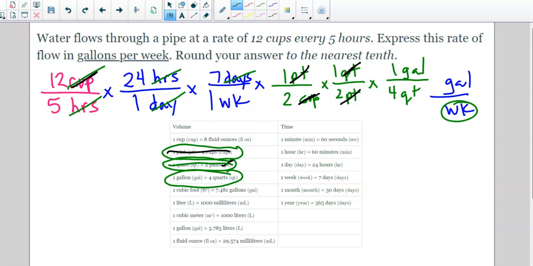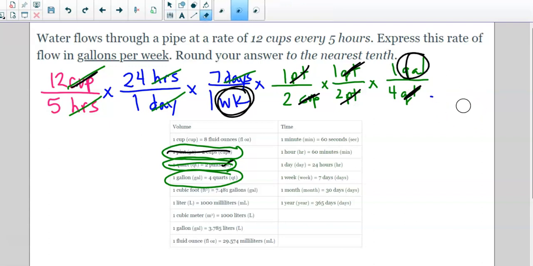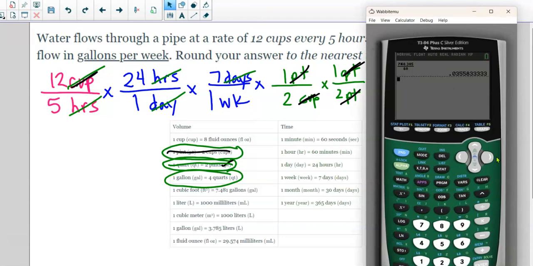So when I have my cross-offs here, the only dimensions still showing are week and gallons, and that's exactly what I said I wanted. So we have all of our rates here. All of our rates, we have it set up. Now all I need is my calculator. So here we go.